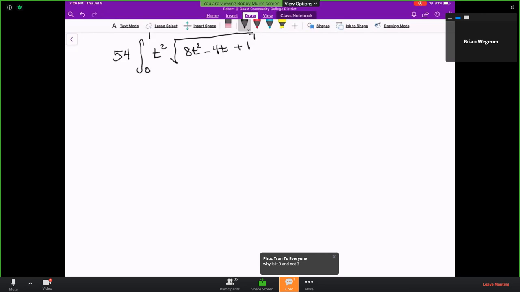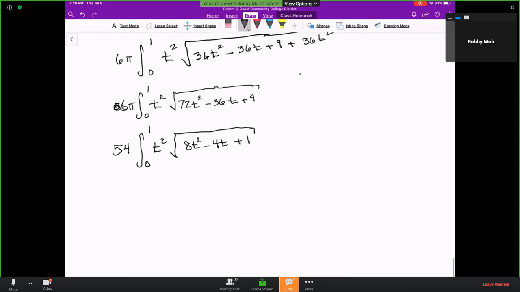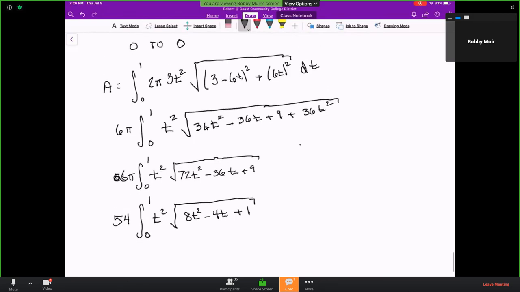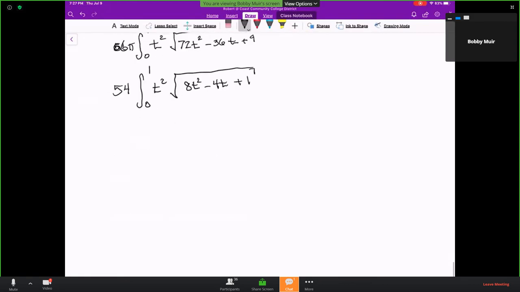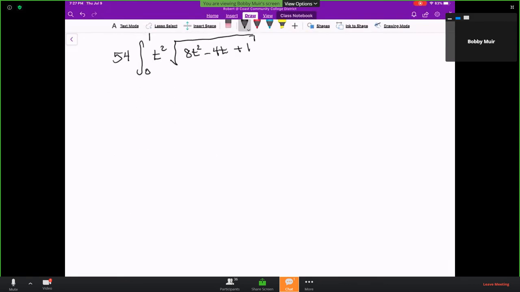Luke asked, why is it 9 and not 3? Good question. Last time we did 3, right? Because I squared it. See how 3 is being squared? Let's see if I get the same thing trying it again. You guys can play along at home.